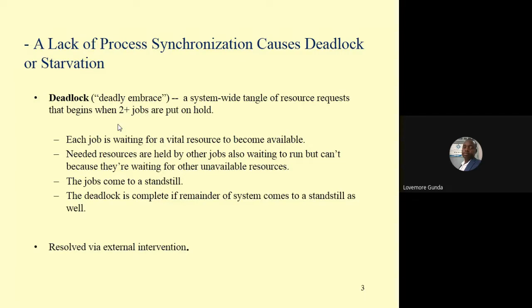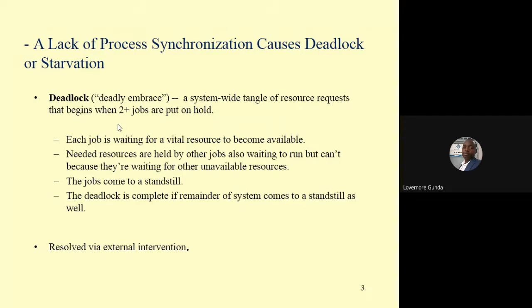So each job will be waiting for a vital resource to become available. Then the resources are also held by other jobs, which are also waiting to run. But then these jobs which are already holding other resources cannot run because the resources they need are unavailable. And as a result, all the jobs come to a standstill. When we're talking about a job, in this case, we're talking about processes, right? That is what we mean when we talk about a job.